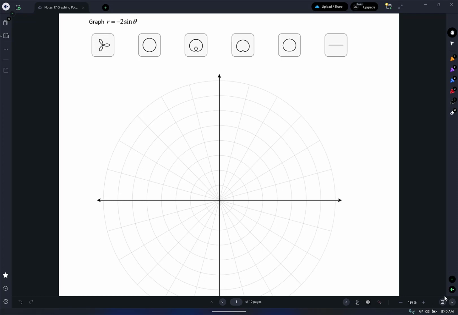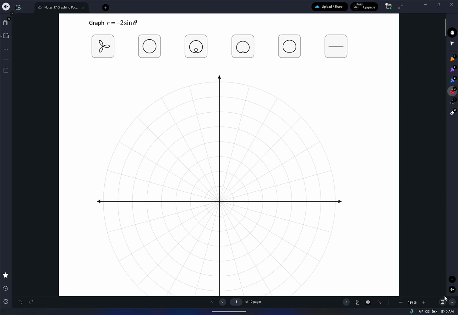So what I want is to be able to graph this equation. So I'm going to make a table. I'm going to call it theta. And I'm going to call it R.